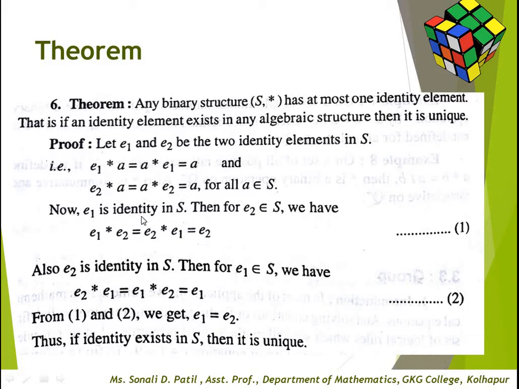So now e1 is identity in S, then for e2 belonging to S we have e1 star e2 is equal to e2 star e1 is equal to e2. This gives equation number 1. Also e2 is identity in S, then for e1 belonging to S we have e2 star e1 is equal to e1 star e2 is equal to e1. This gives equation number 2. So from equations 1 and 2 we get e1 is equal to e2. Thus if identity exists in S, then it is unique.